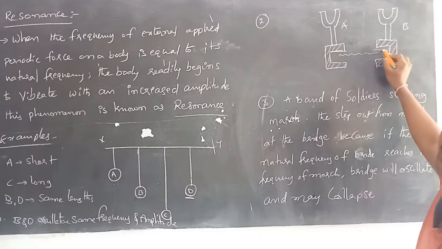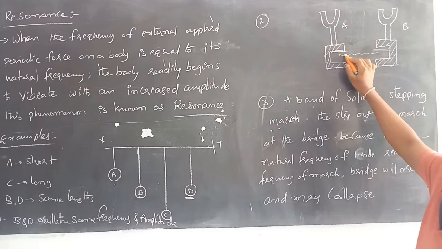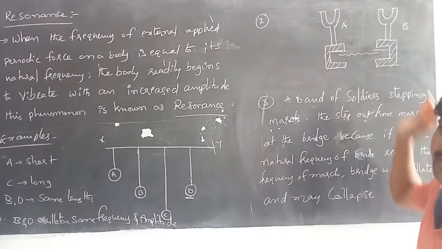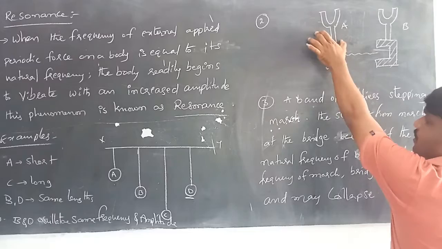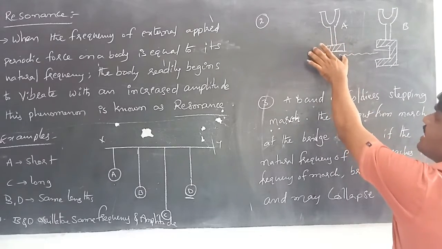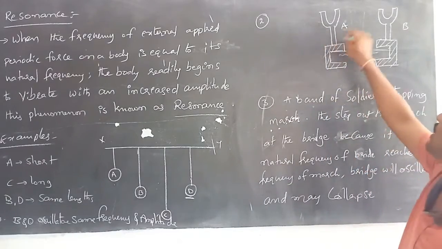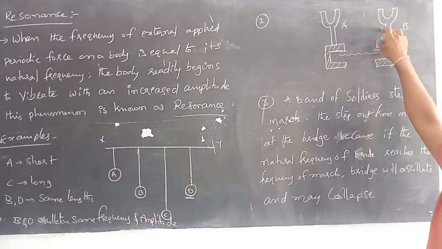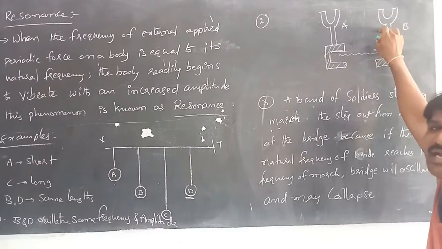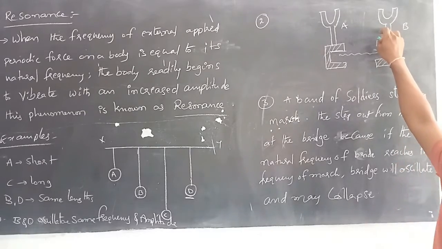B also starts vibrating along with A. Whenever we set tuning fork A into vibration, the vibrations automatically move to tuning fork B, and B also vibrates with the same frequency and amplitude due to resonance.